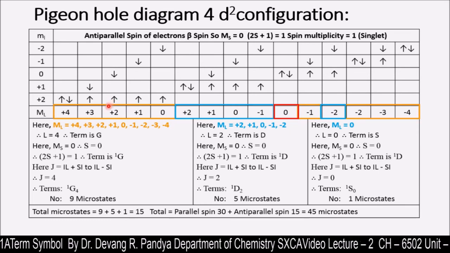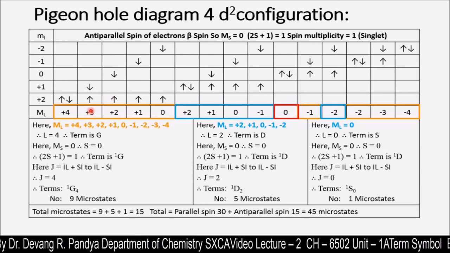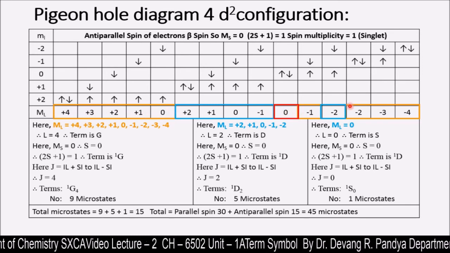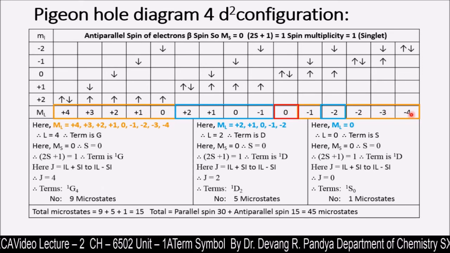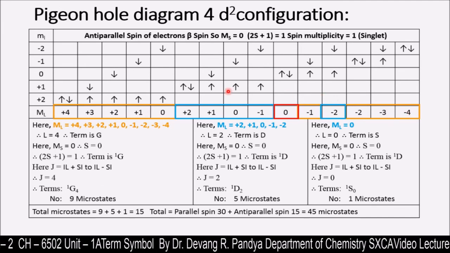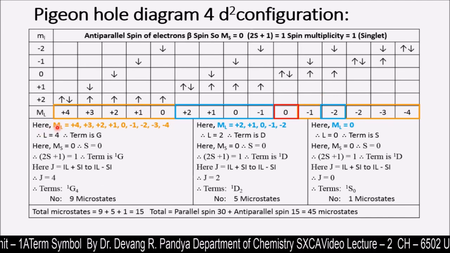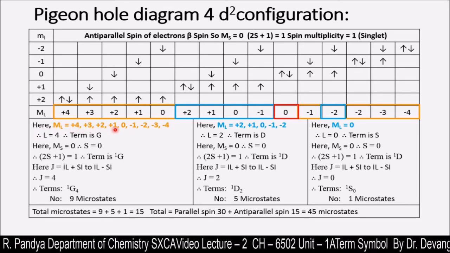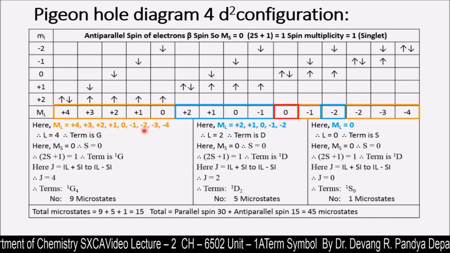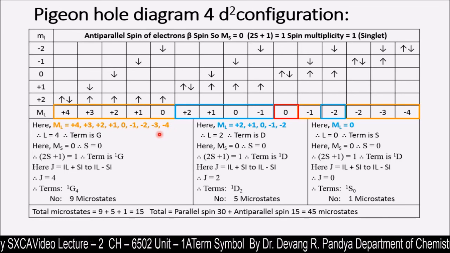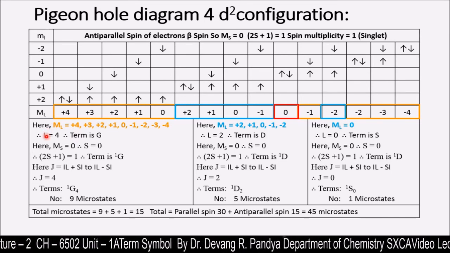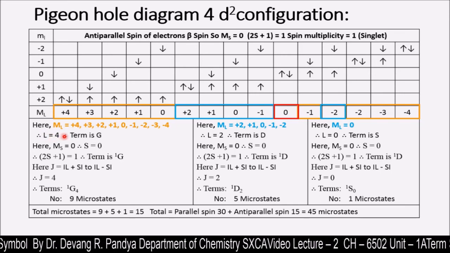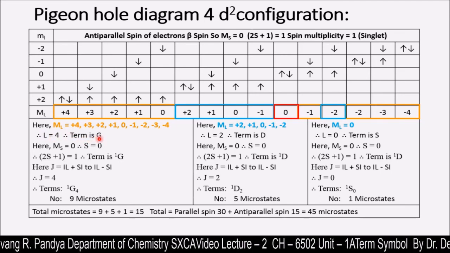So let's start with the orange colored set, that is +4, +3, +2, +1, 0, −1, −2, −3, −4, in the orange colored box. For that we have taken the m subscript L values +4, +3, +2, +1, 0, −1, −2, −3, −4, and therefore the resultant orbital angular momentum quantum number L is equal to 4. Therefore the term should be assigned capital G.